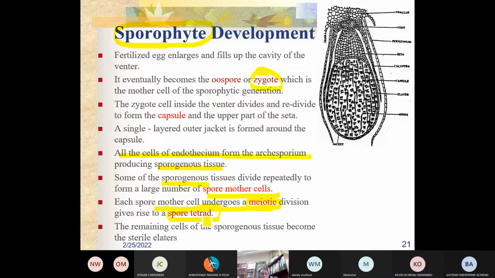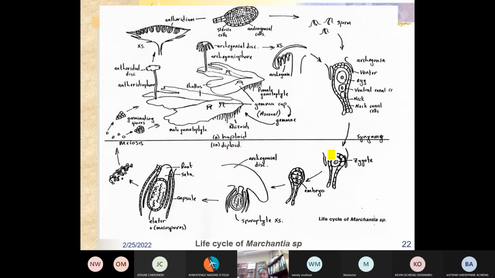So the spores, which are now haploid spores, when they are released, they develop into the gametophyte. So for some, like in Marchantia, you will get male and female spores, which will give rise to male plant and female plant. That is the life cycle of the plant.